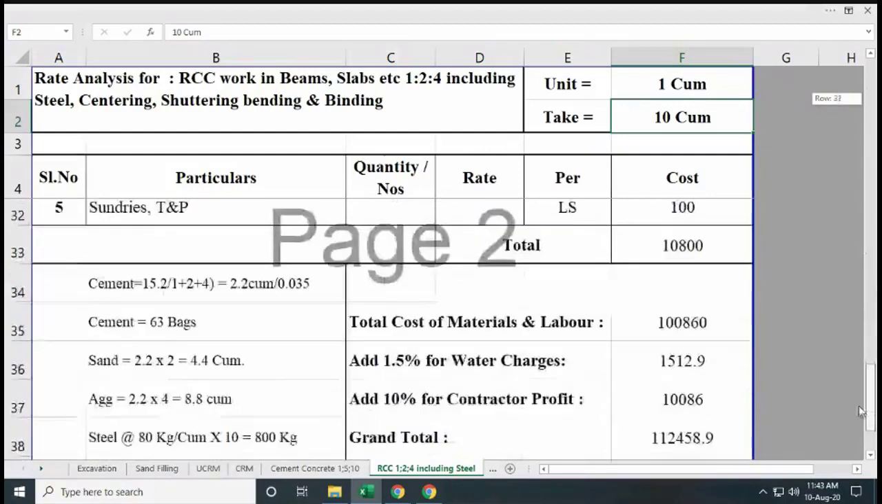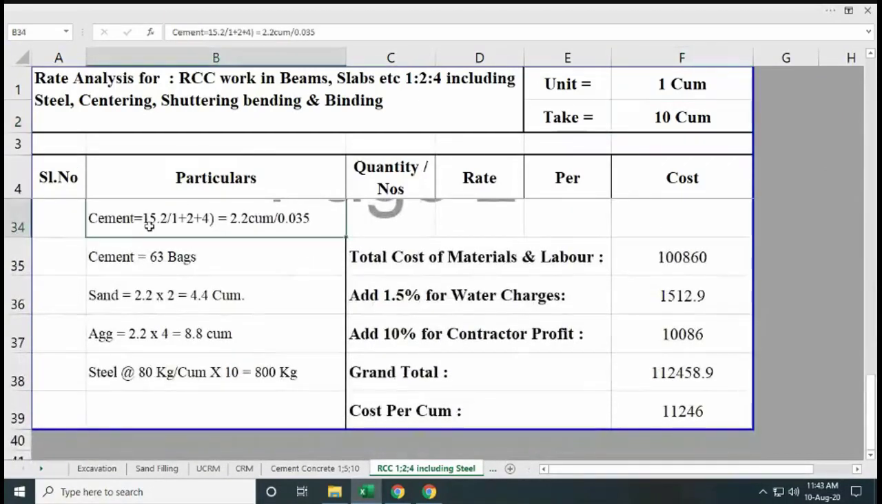Again material calculation, again same thing, same calculation, right? So we are doing calculation for 10 cubic meters, right? So this is concrete work itself. So how much we are going to add extra? 52% extra. 52% of 10 means 10 multiplied by 1.52. It will be 15.2 divided by the proportion, right?